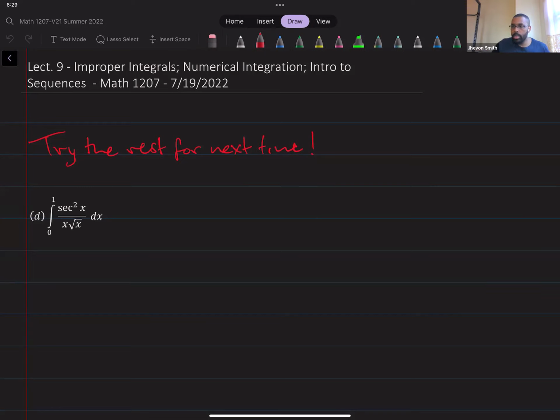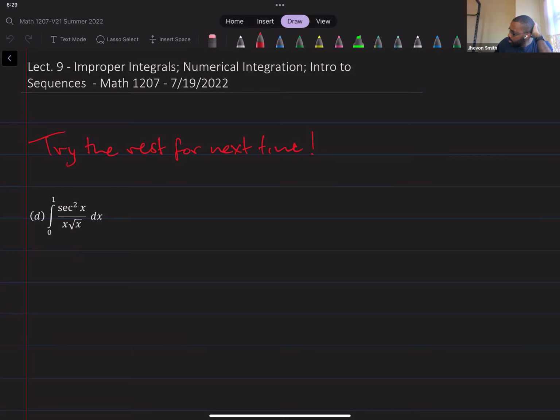All right, so here is an integral. We have secant squared of x divided by x to the radical x, going from 0 to 1. It's not one that we can integrate directly, so we want to know: does this converge or diverge? We're obviously going to want to use some sort of comparison. One way we can go about this is to talk about what a boundary for this trig function would look like.